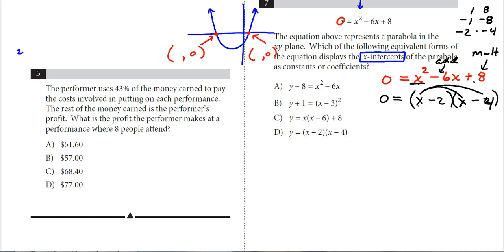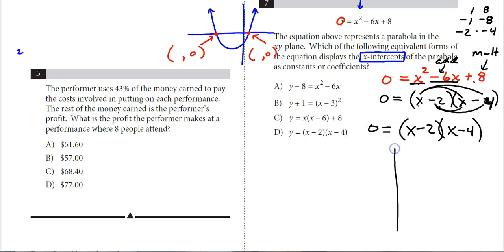I have a negative 4x and a negative 2x for my outside and inside terms. That gives me my minus 6x. And then my last times last, negative 2 times negative 4, gives me positive 8. So I now have these two factors, x minus 2 and x minus 4. What I've effectively done is figured out where this parabola is going to cross, and you don't really need to know this piece right here. Right now the answer is D.